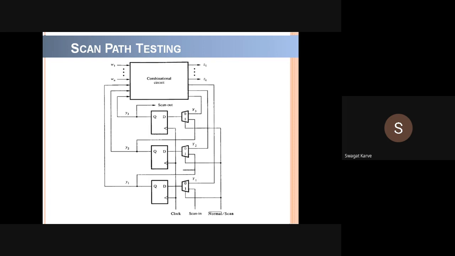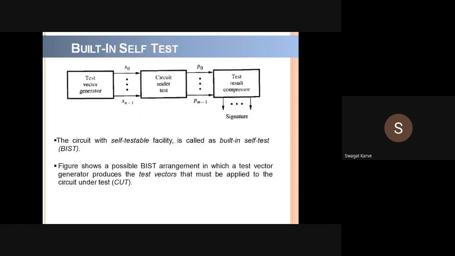Now, for the sequential logic circuit, what are the testing methods available? We have scan path testing, then we have boundary scan, which is also known as JTAG. You might have heard about the JTAG interface, JTAG cable, and all that. So boundary scan is nothing but JTAG. And the third method that you can see is the built-in self-test.